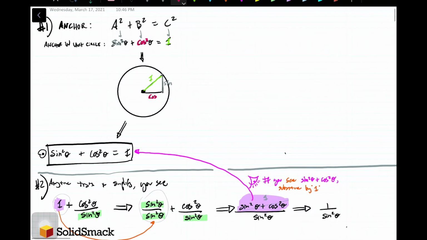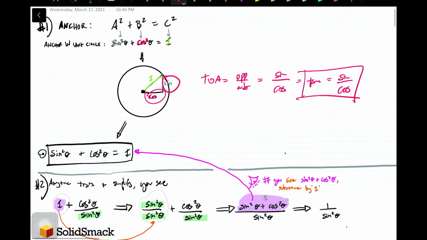Since we already discussed, I'm going to teach you the 3 categories. If we want to do tangent, TOA, is equal to opposite over adjacent. So opposite is equal to sine, adjacent is equal to cosine. Therefore, tangent is equal to sine over cosine. So that's something that we just need to know. Anytime we see tangent, it's the same thing.